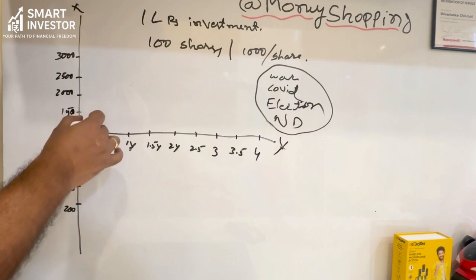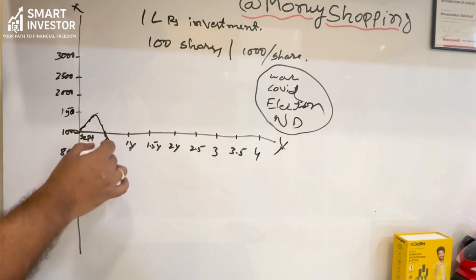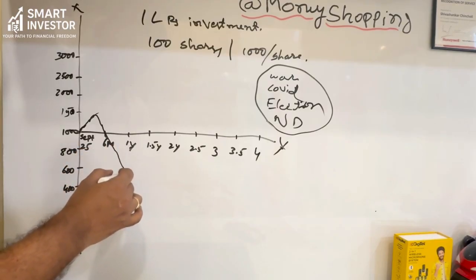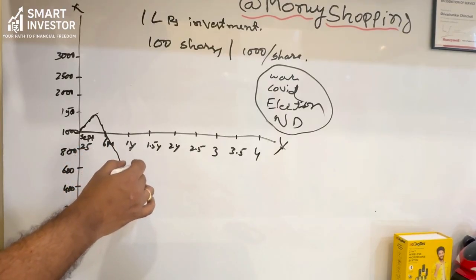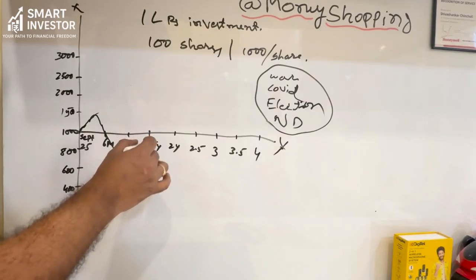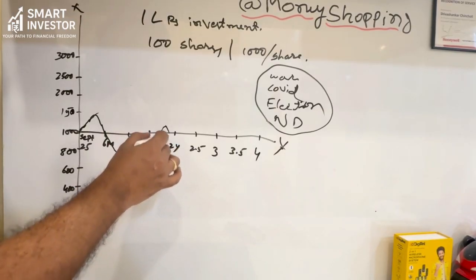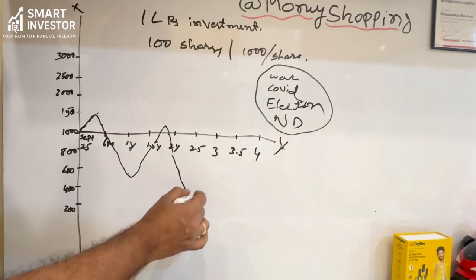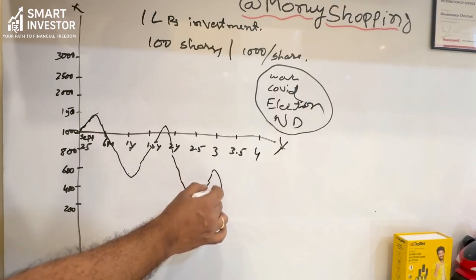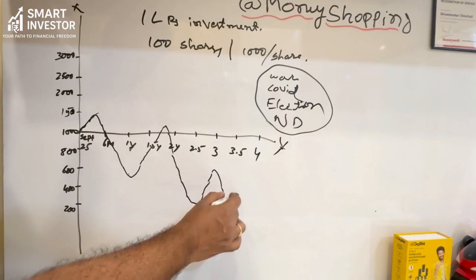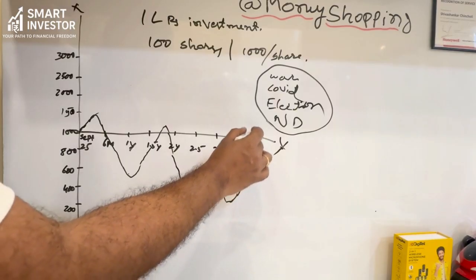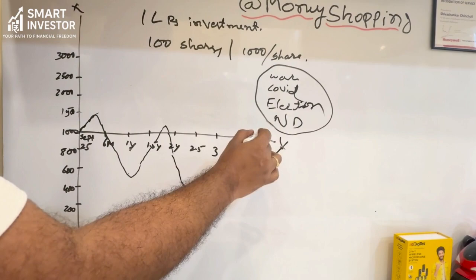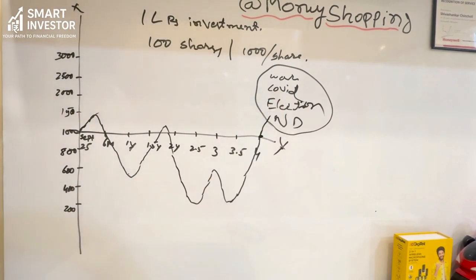Suddenly after 6 months it goes down. It goes down to 800, 600. Then again it comes up. Maybe it comes up, but still it goes even further down. After 3 years it goes up a little bit and then down. Then again up. After 4 years it reaches 1000 rupees and then starts going up.